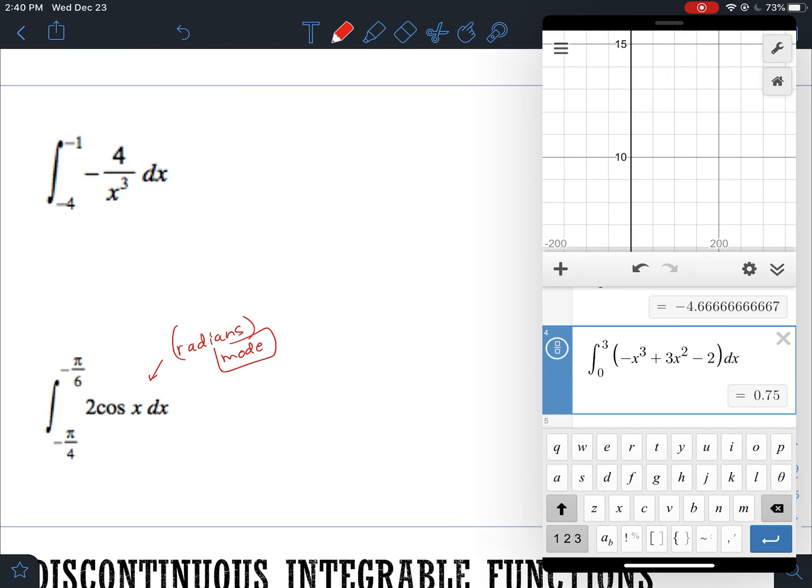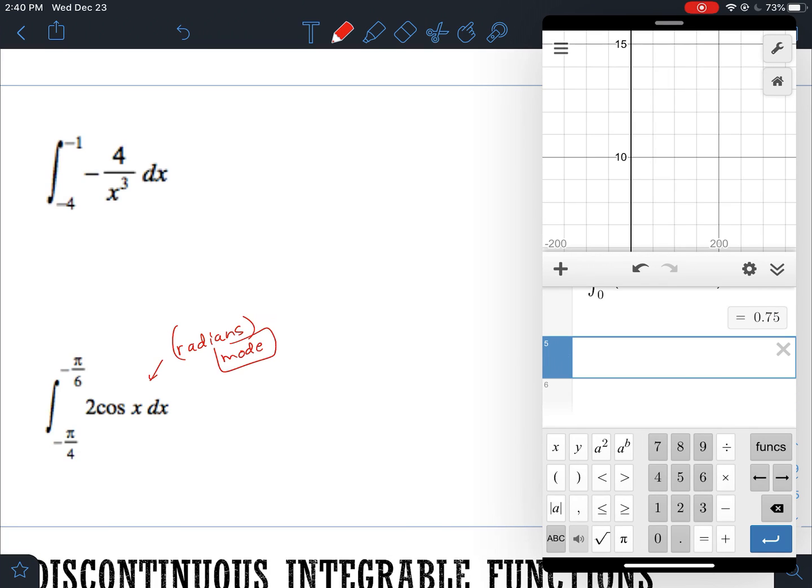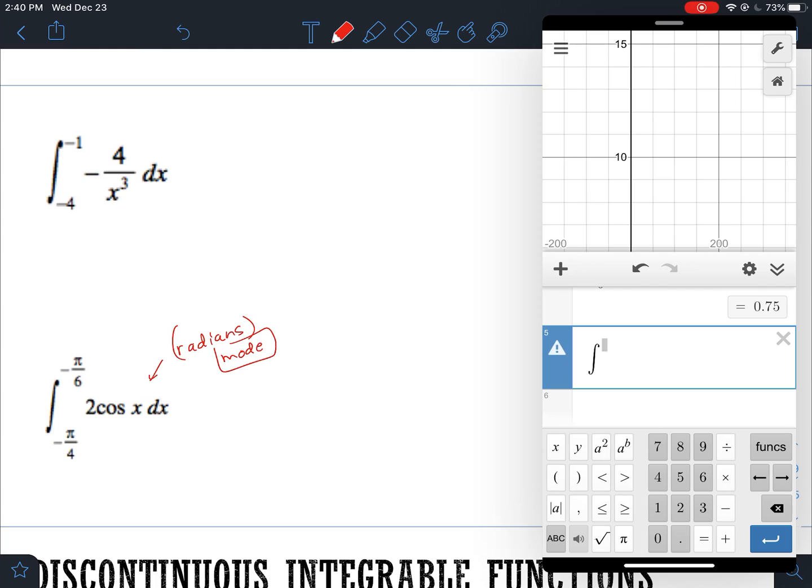All right, let's look at the next ones. Well, actually, when you're doing trig functions, just make sure that your calculator is in radians. So make sure you hit mode and make sure your calculator is in radians. In calculus, we're always going to use radians. So let's try the next one.